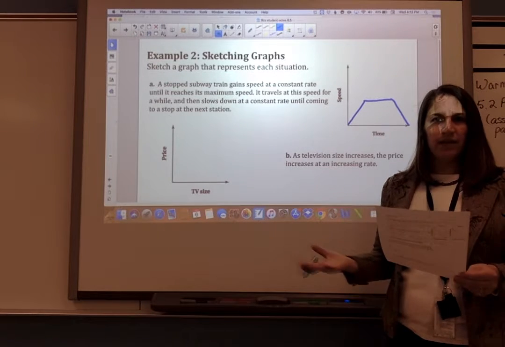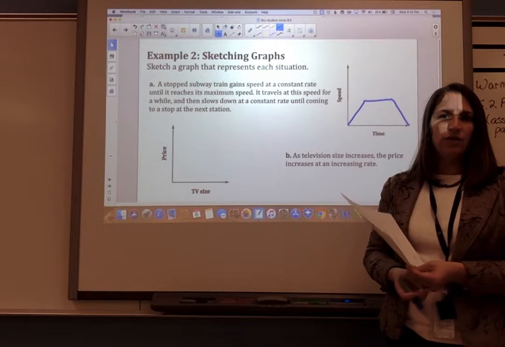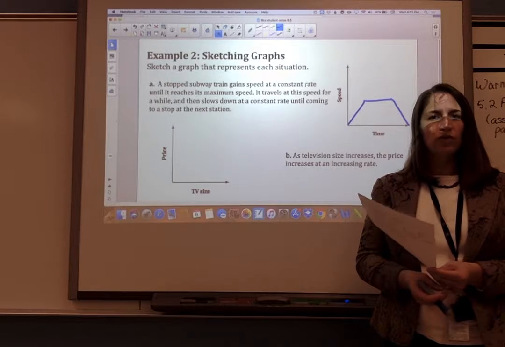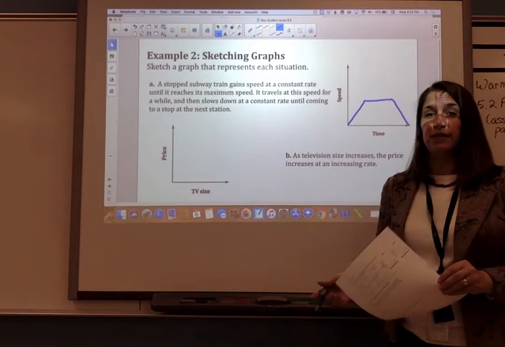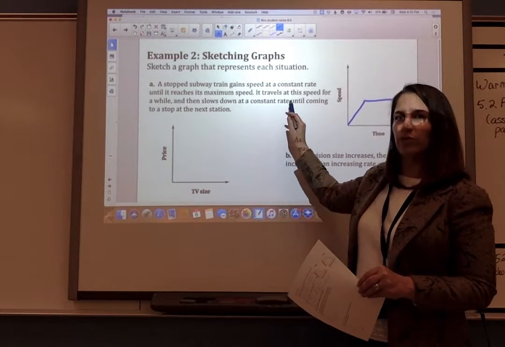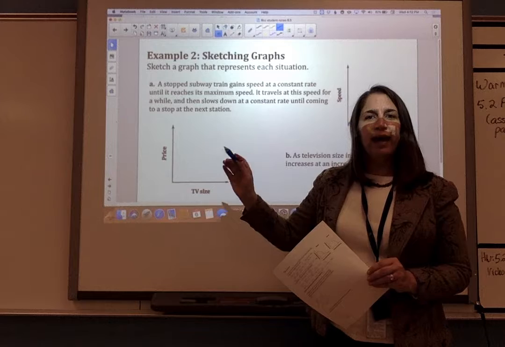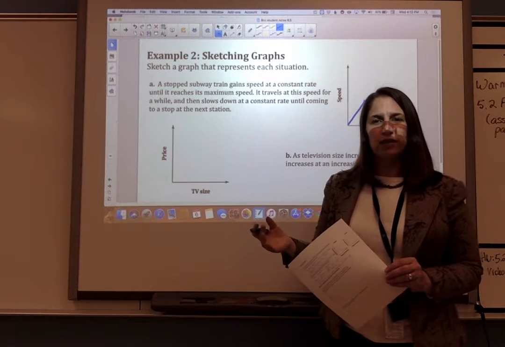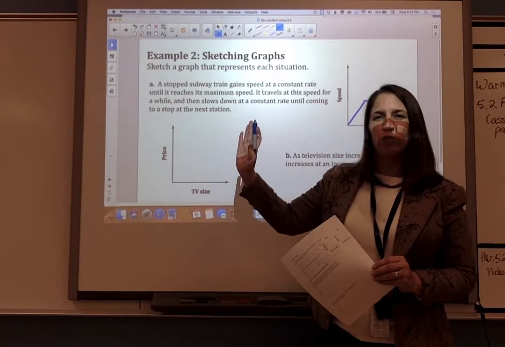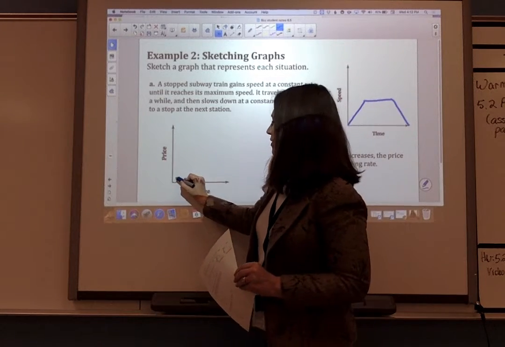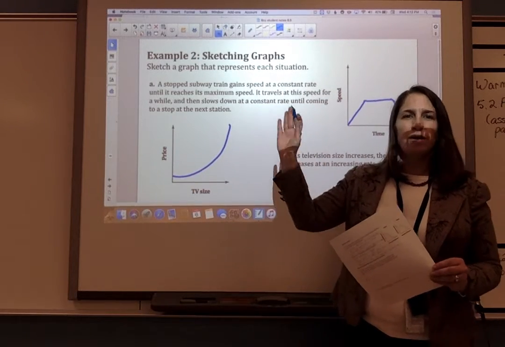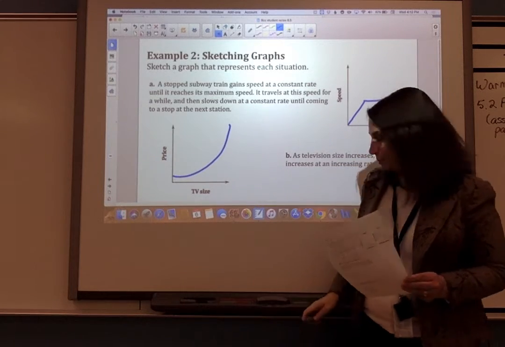Then we have another example. As television size increases, the price increases at an increasing rate. A lot of increases in that one. So as the size gets bigger, the price is going to get bigger. So we're going to have an upward motion like this. And as the television size increases, the price increases at an increasing rate, so the slope is going to get more and more as we go up. It's going to look something like this. It's always going up, but as the TV size gets bigger, that slope gets steeper.